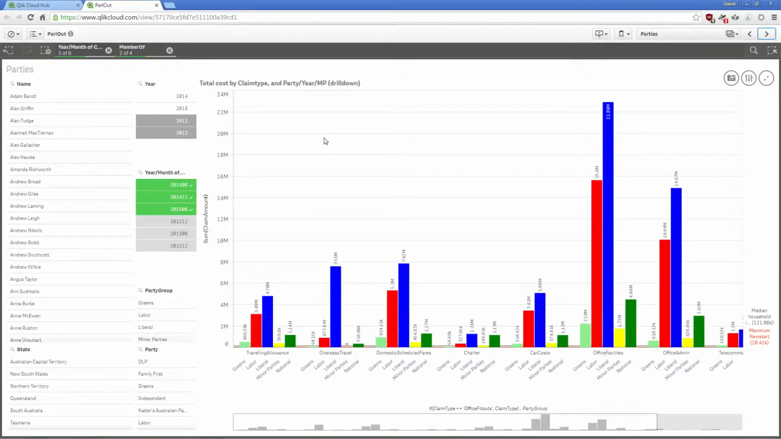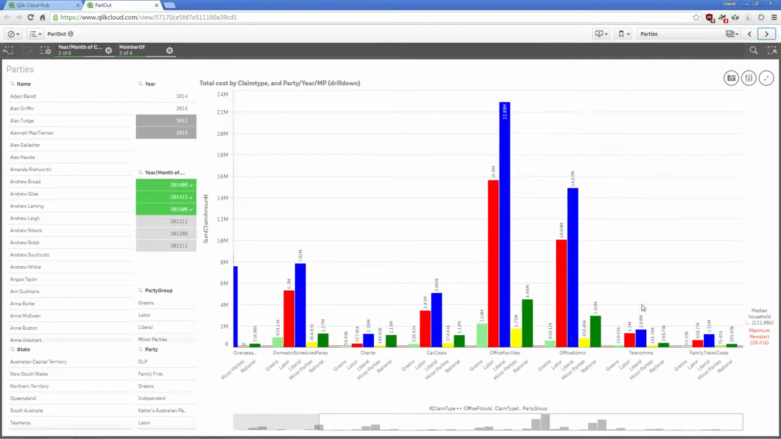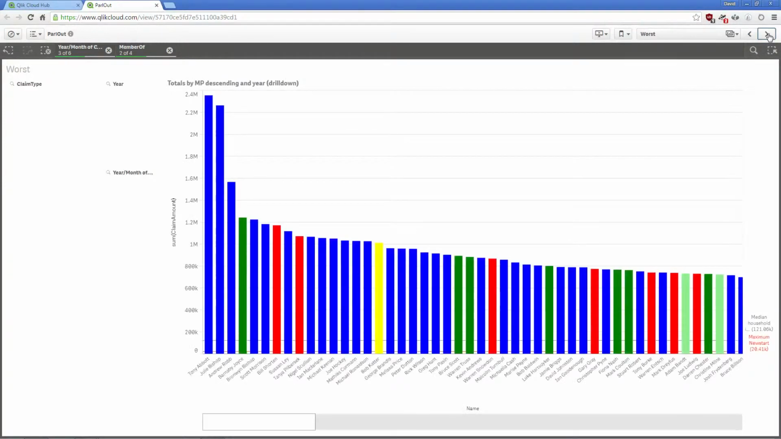This is the total cost again, and you can see here now the total cost of the overseas travel, almost $8 million compared to $800,000 for the ALP. Travelling, there's a bit of a difference everywhere here, and particularly in terms of advertising as well too, and car costs. But let's just go to the worst.